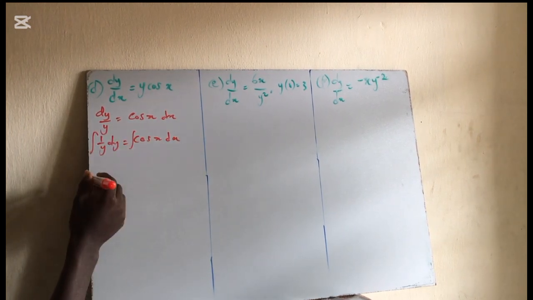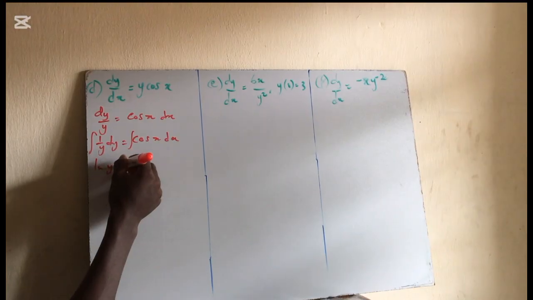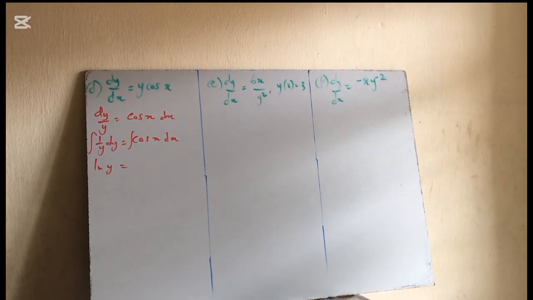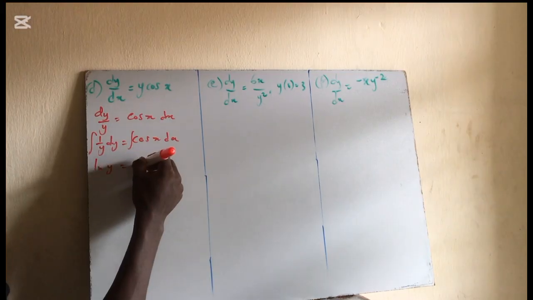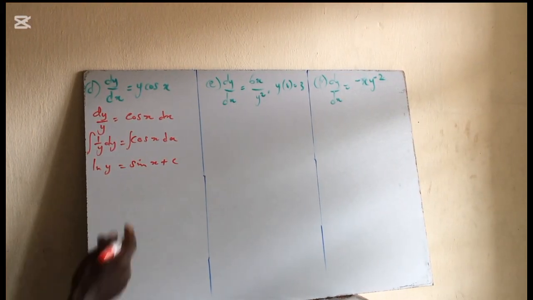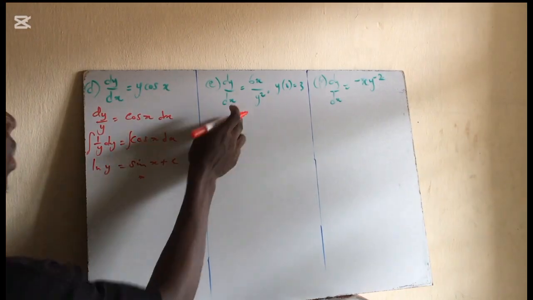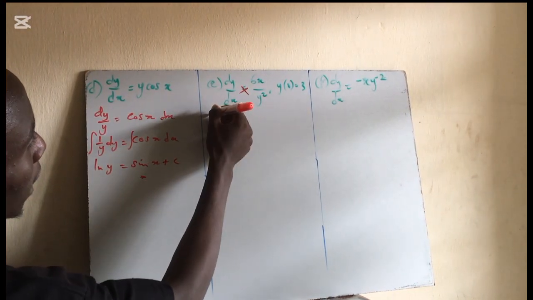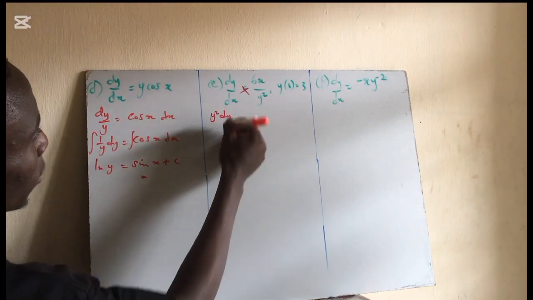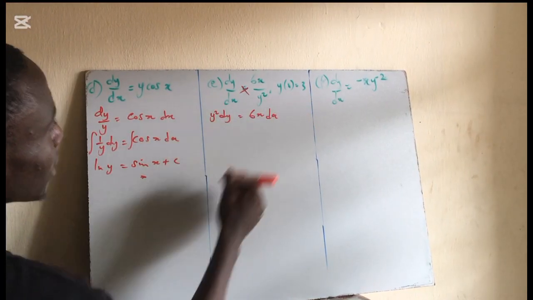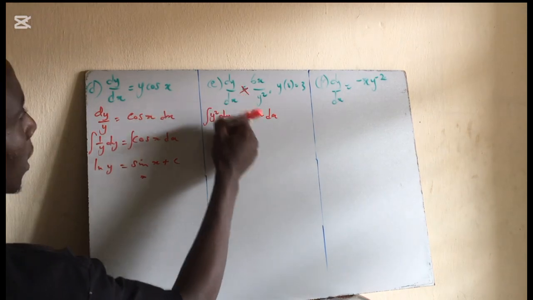When you integrate both sides, you have ln y equals, when you integrate cos, it's going to give us sine. So we have sine x plus c. That's just it. This one is very simple. So now here we cross multiply. So we'll be having y squared dy, and on the right side we'll be having 6x dx. Right? So integrate both sides as usual.